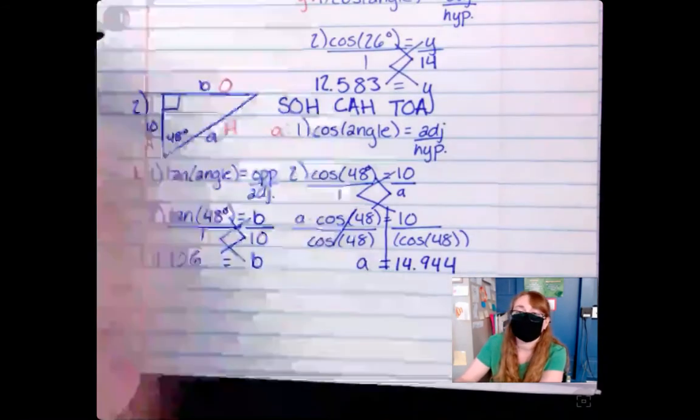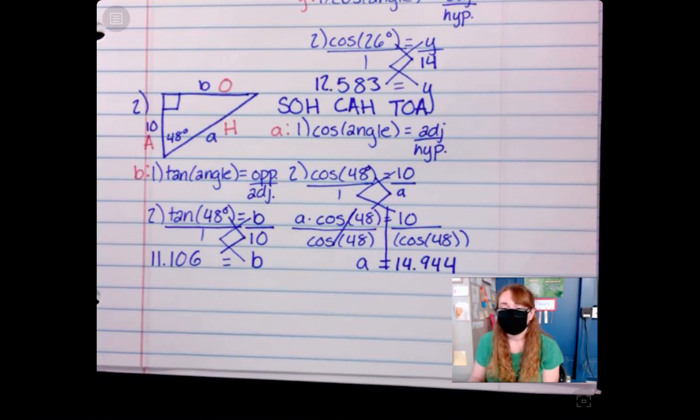11.106. All right. So now using our trig functions, we have solved for 2 missing side lengths, and I think that is pretty cool.